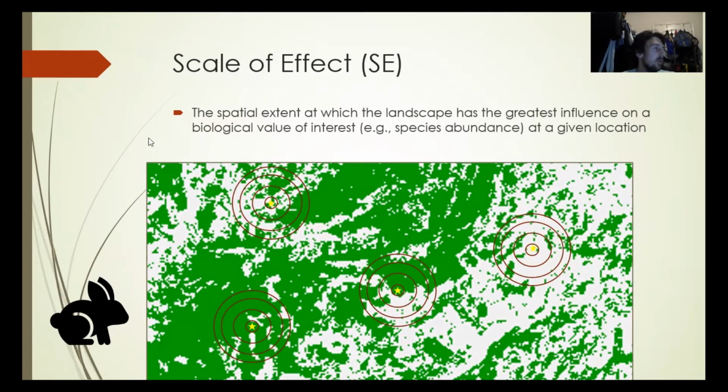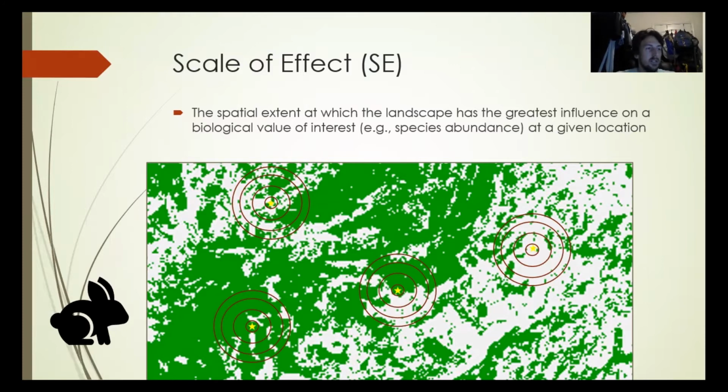So for example, if we have a forest-dependent species, such as this rabbit here, on a landscape such as this, which is comprised of forest and non-forest, if we were to measure this rabbit's abundance in 4 locations, we could be pretty sure that the landscape around it would influence how many rabbits were at each location. What's a little bit trickier to determine is how far out that influence extends.